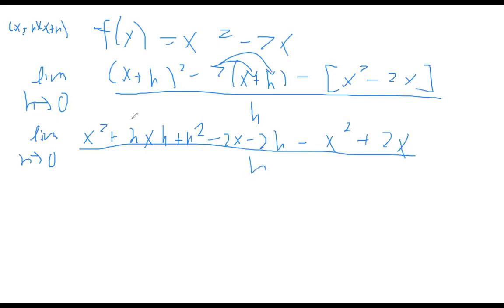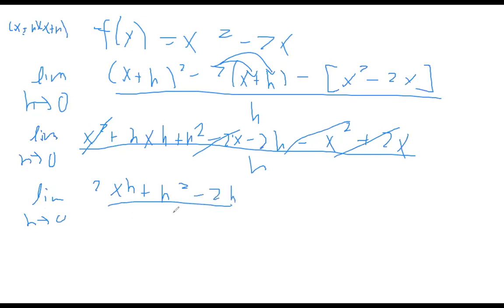All over h. This might look scary, but you don't have to worry about it because you just have to cancel stuff out. This is the satisfying part: x squared minus x squared cancels, and minus 2x plus 2x cancels. So you should have 2xh plus h squared minus 2h over h left. So you bring everything down: 2xh plus h squared minus 2h all over h. From here it's just algebra. You factor the top, taking out an h. So h times what? You get 2x plus h minus 2, all over h, right?